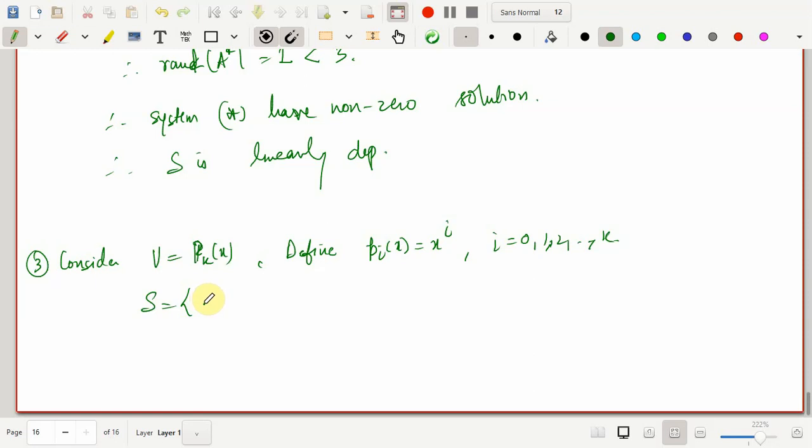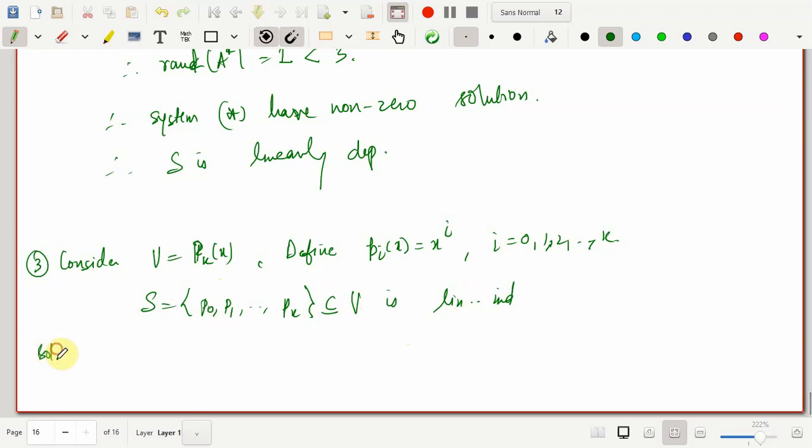So a set consisting of these vectors, that is p0, p1 till pk, is linearly independent. Or the question is, show that this is linearly independent. This is, once again, very easy to observe.